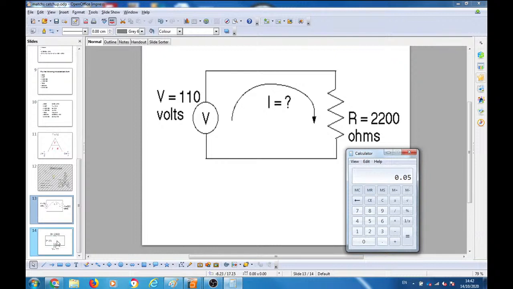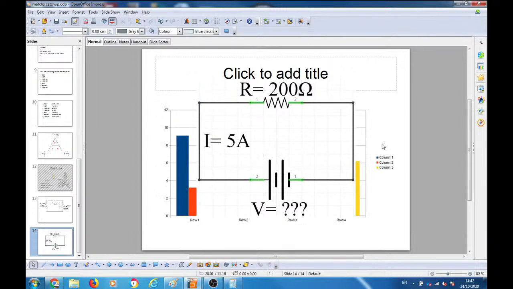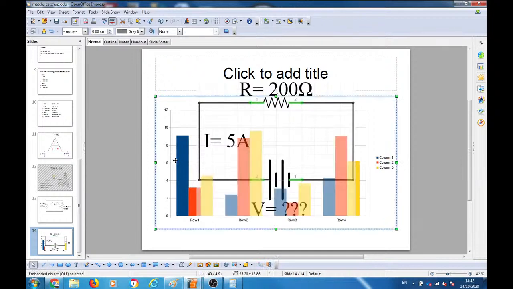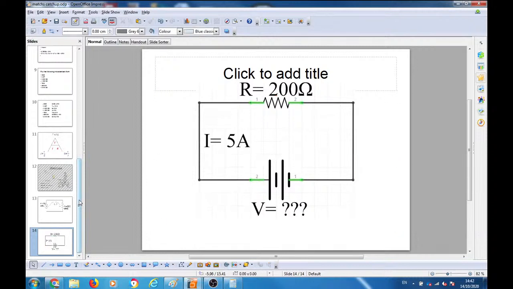Let's go to the next circuit and give it a go. Alright, let me try whether I can delete the stuff underneath. Yeah, we've done it, so we're okay. Give it a go. What's the voltage here?